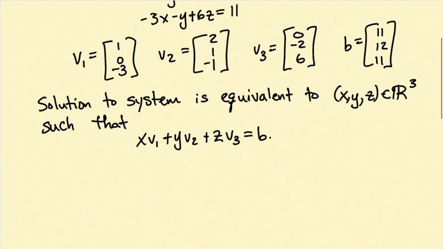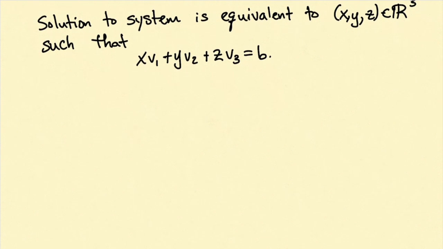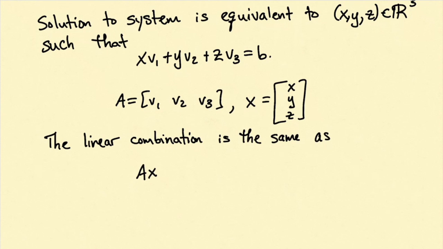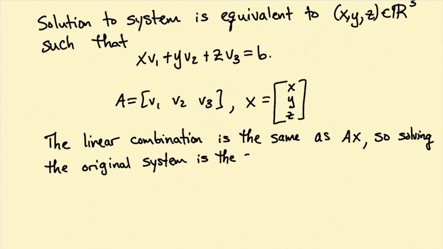So if we assemble our vectors v1, v2, and v3 into the coefficient matrix A, whose columns are v1, v2, and v3, and our unknowns into the three-dimensional vector x with entries x, y, and z, then we know the left-hand side of this equation is equal to A, the matrix, times x, the vector. So we can think about solving the system as being equivalent to solving the matrix equation Ax equals b for the three-dimensional vector x. So there's nothing really new here aside from a perspective.